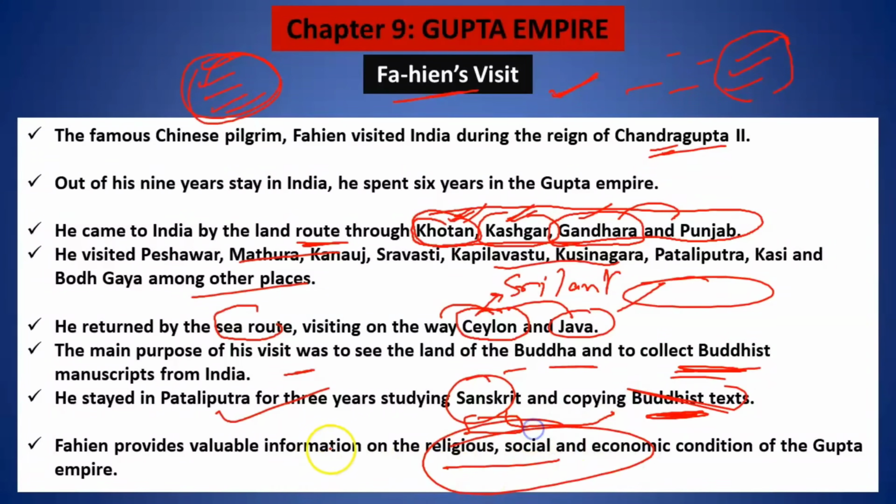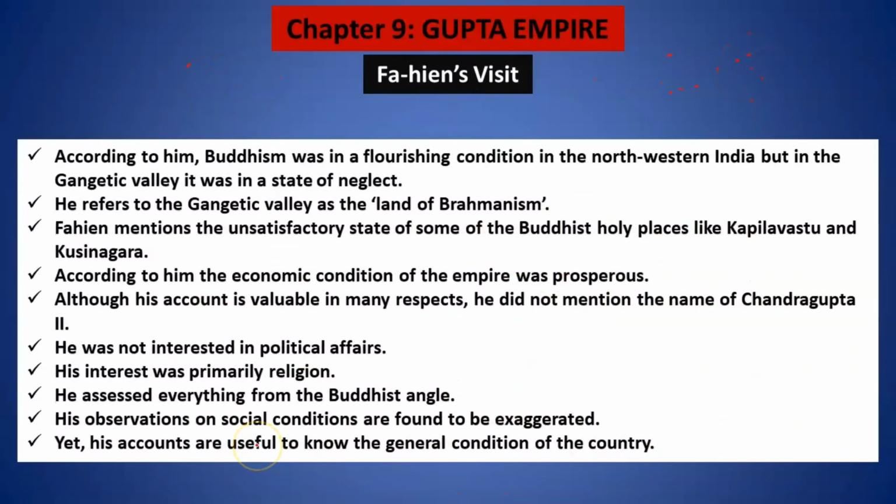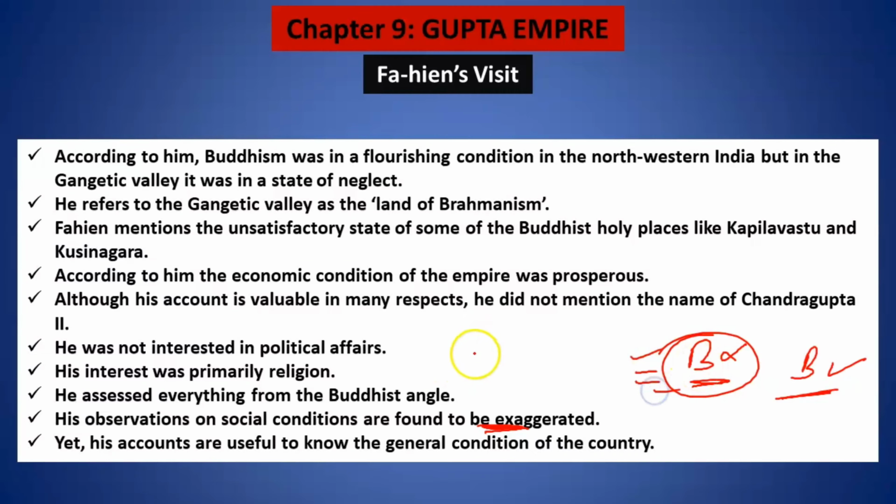He gives us a lot of detail about religious, social and economical life of the Gupta Empire. Now, one very important thing is, you do not have to consider all his statements to be correct. At times he has exaggerated also. Why? Because he was against Brahmanism and was with the Buddhist ideology. So obviously he might exaggerate and tell something also. So we have to be careful when we are reading about this.